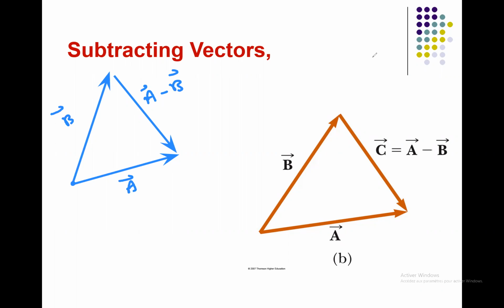But if I join A to B in this direction, it will be the final minus the initial. It's very important. How can we add two vectors geometrically?